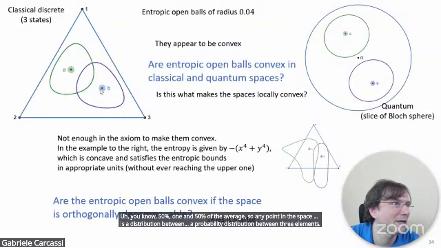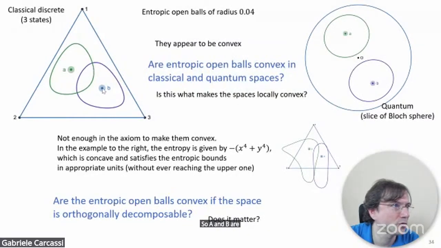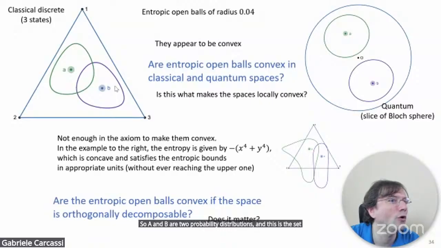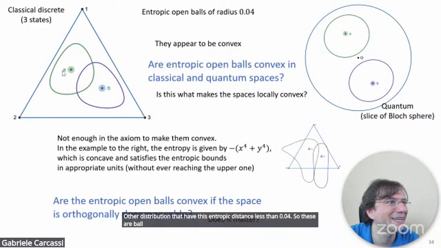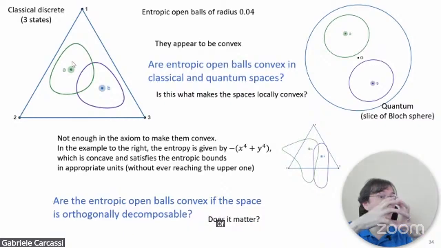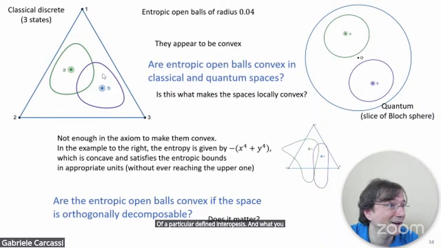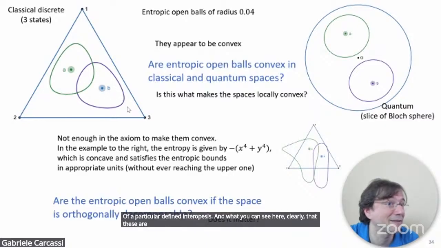So A and B are 2 probability distributions, and this is the set of all the other distributions that have an entropic distance of less than 0.04. So these are balls, let's say, of a particular defined entropic distance. And what you can see here clearly is that these are convex sets.